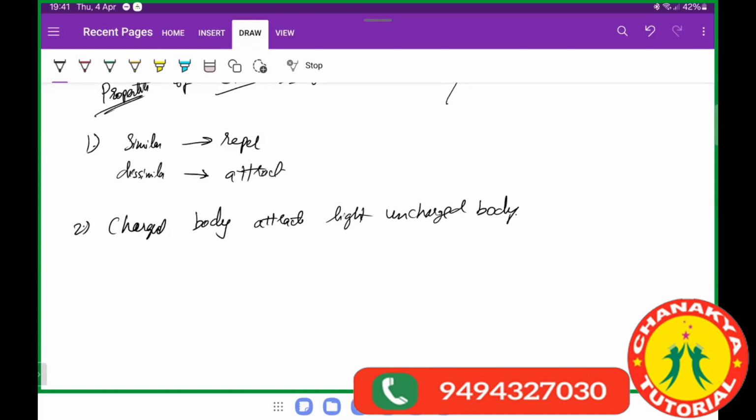If you rub a balloon with your hair and keep it near the wall, it will stick there for a few seconds. But yes, it will be there. This is the example for that. A charged body, that is your balloon. Uncharged body, that is your wall. So a positively charged balloon will attract the wall's negative charge, so they will have an electrostatic force of attraction there.